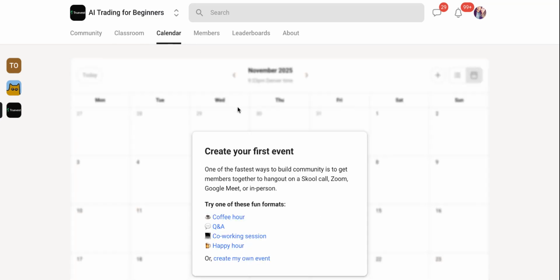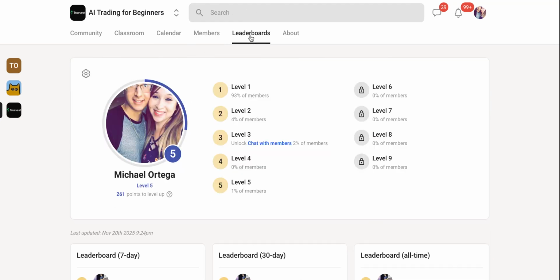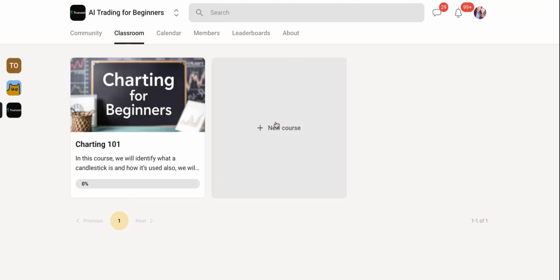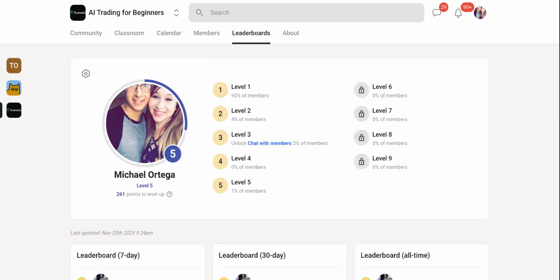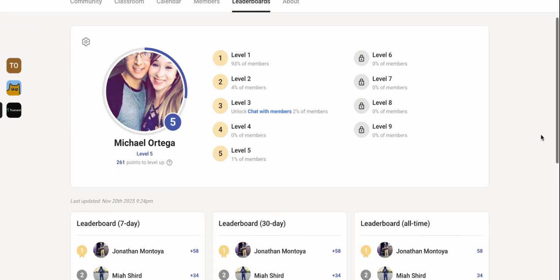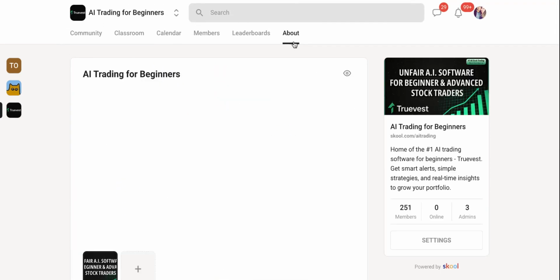Calendar, I don't really use the calendar for anything, but you can create events and create schedules and stuff like that. Members, it shows all the members. Leaderboard, this is just the levels and stuff like that. The more you talk in the chats and the more you interact, the more you can unlock here, and then you can unlock certain things in this area. So that's really all this is. It's just an interactive thing, and that's pretty much it.